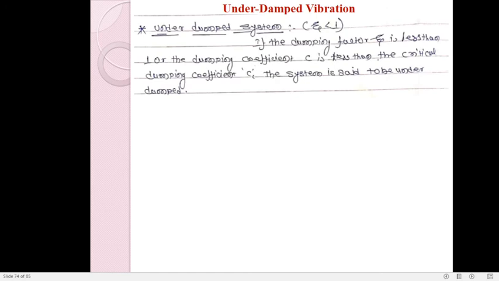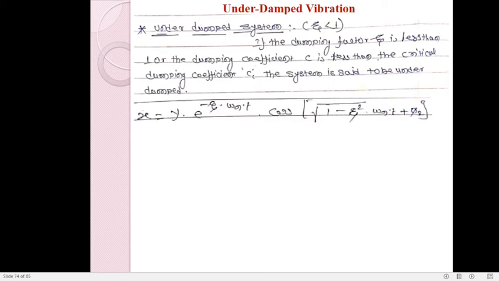Then the third case of our discussion is underdamped vibration or underdamped systems. If the damping factor zeta is less than 1, or the damping coefficient C is less than the critical damping coefficient Cc, the system is said to be underdamped. This is the definition of an underdamped system.